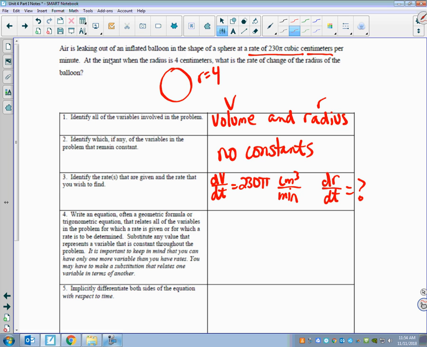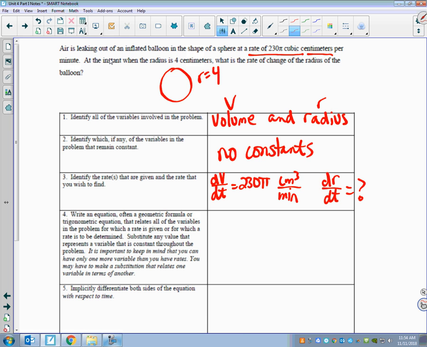of the balloon. It says, write an equation, often a geometric formula or trigonometric equation that relates all the variables in the problem for which a rate is given or for which a rate is to be determined. Substitute any value that represents a variable that is constant throughout the problem. It's important to keep in mind that you can only have one more variable than you have rates. You may have to make a substitution that relates one to the other. But in this one, we don't.